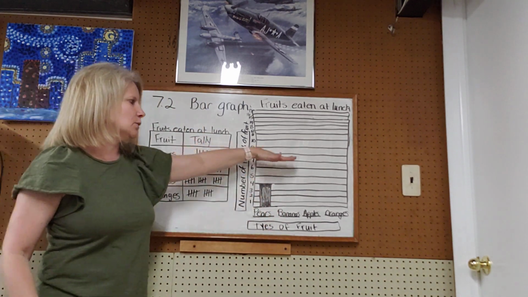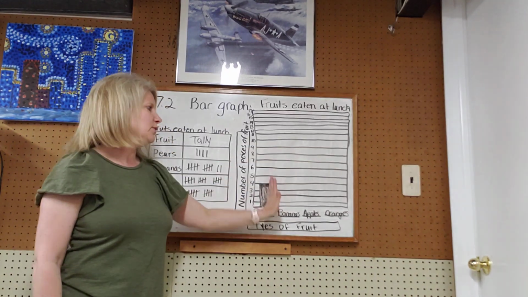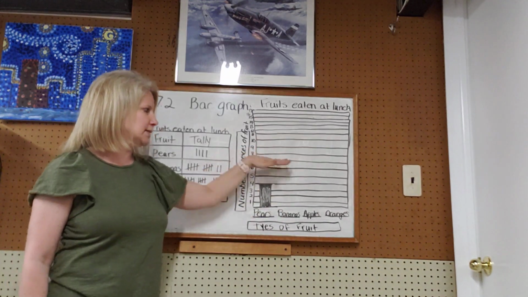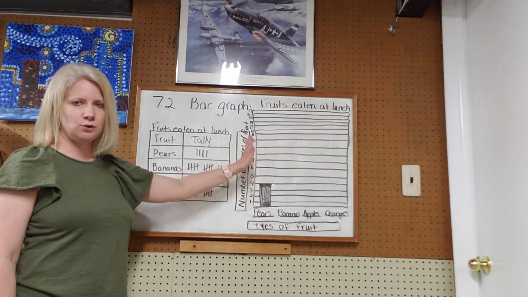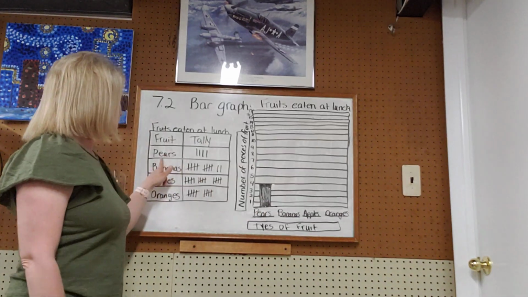And see how I went up with it? In your textbook, it goes across. I'm going vertically. This is how you have to do it on your chart. You have to do it vertically. Okay, let's go to the next one.